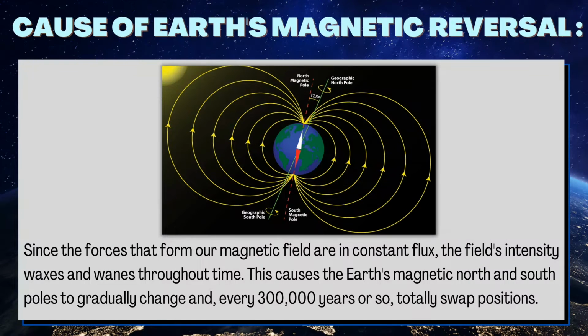Cause of Earth's magnetic reversal. Since the forces that form our magnetic field are in constant flux, the field's intensity waxes and wanes throughout time. This causes the Earth's magnetic north and south poles to gradually change and, every 300,000 years or so, totally swap positions.